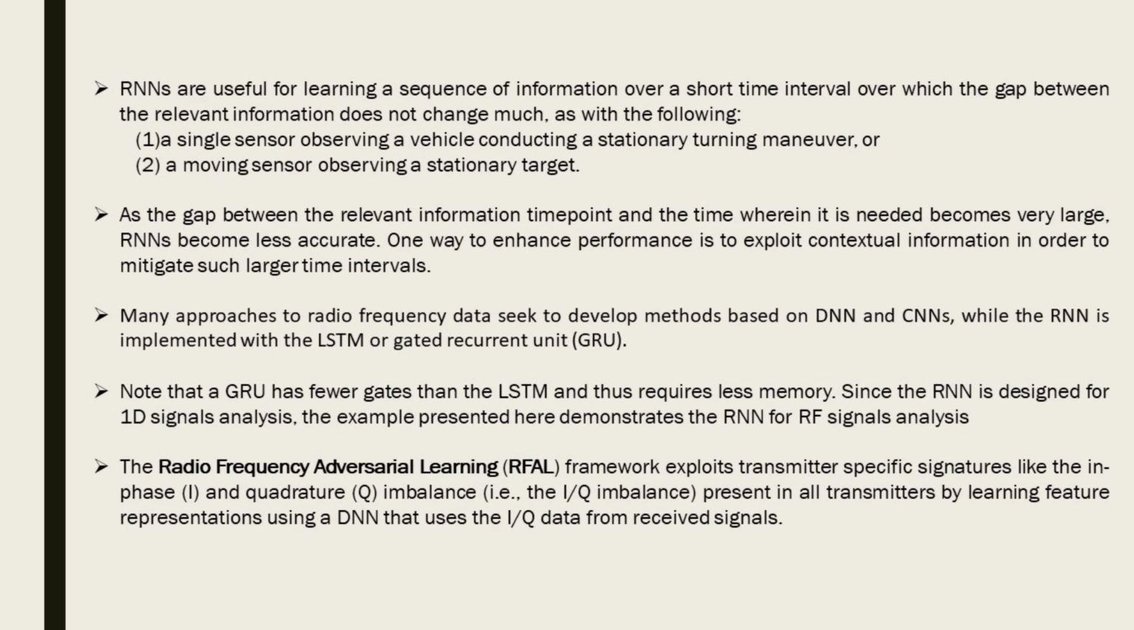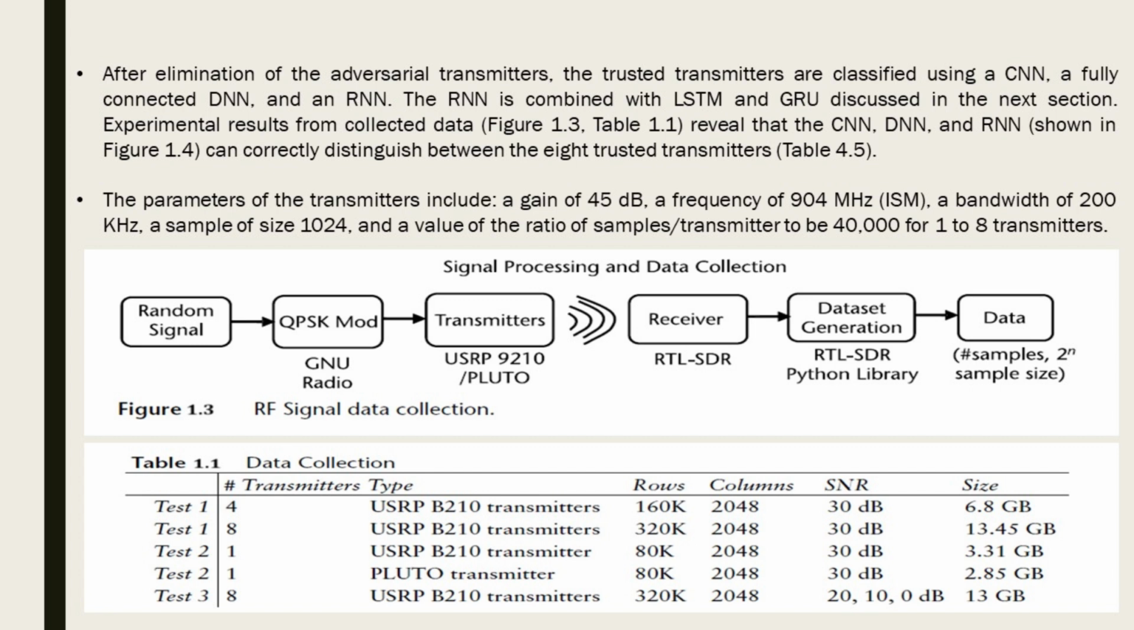The radio frequency adversarial learning (RFAL) framework exploits transmitter-specific signatures like the in-phase I and quadrature Q imbalance, i.e., the I/Q imbalance, present in all transmitters by learning feature representations using a DNN that uses the I/Q data from received signals. RF, radio frequency, signal processing is fundamental in modern communication systems. Whether you're working with wireless communication, radar systems, or electronic warfare, the ability to accurately capture and analyze RF signals is crucial. Now, we're going to break down how this process works and how it's enhanced by deep learning.